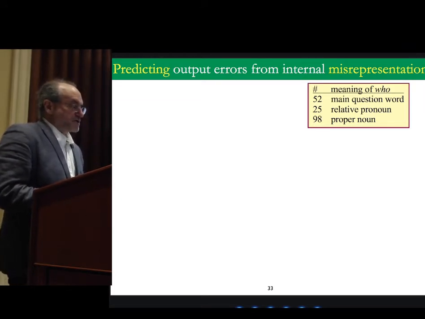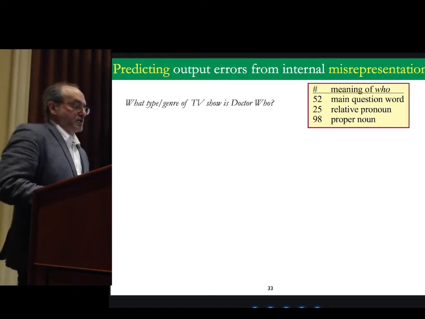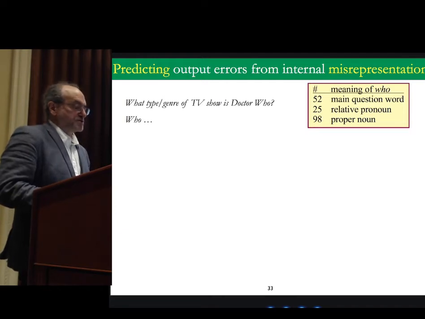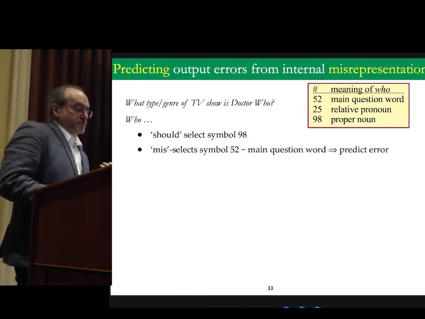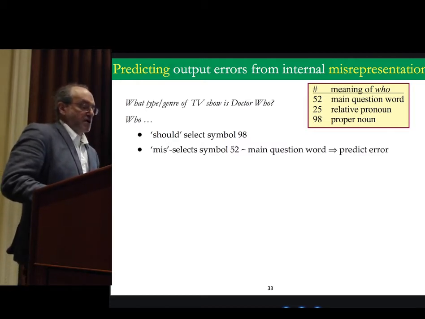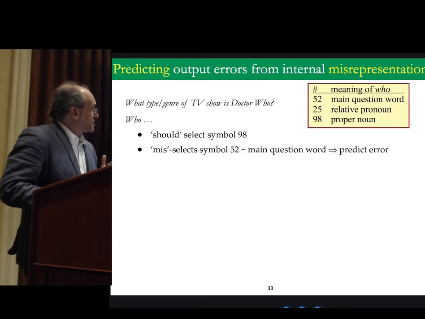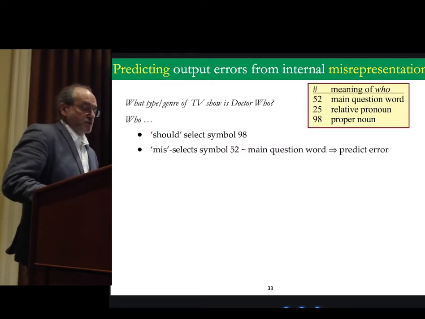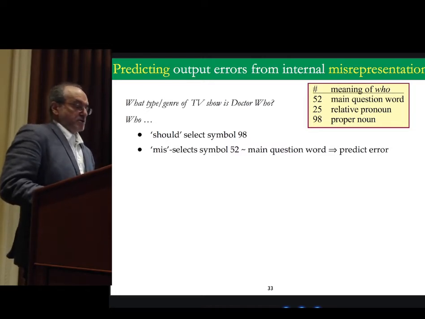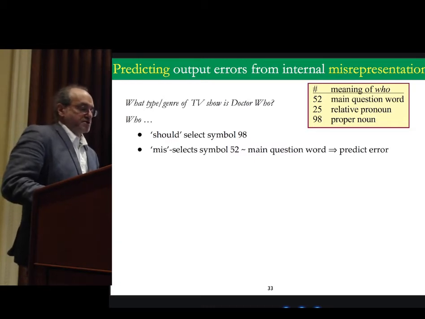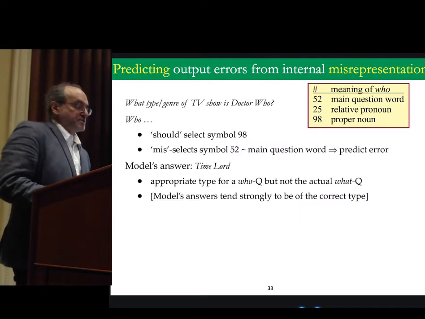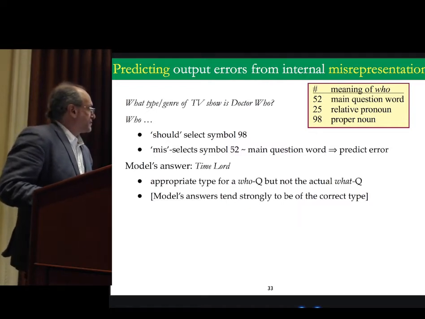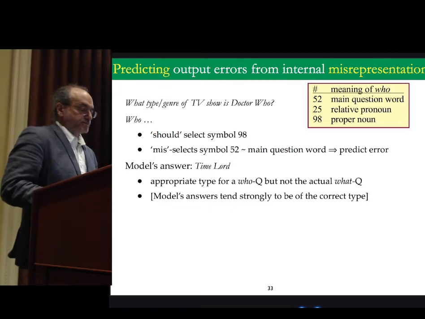Now consider the question, what type, genre of TV show is Doctor Who? Who, in this case, should select symbol 98. It's part of the proper noun. But in this particular question, the model misselects symbol 52, which means it's being interpreted as a main question word. So we predict it will make an error. It will treat this as a who question instead of as a what question, which in fact it does. Its answer is appropriate for a who question, but not for the actual what question.